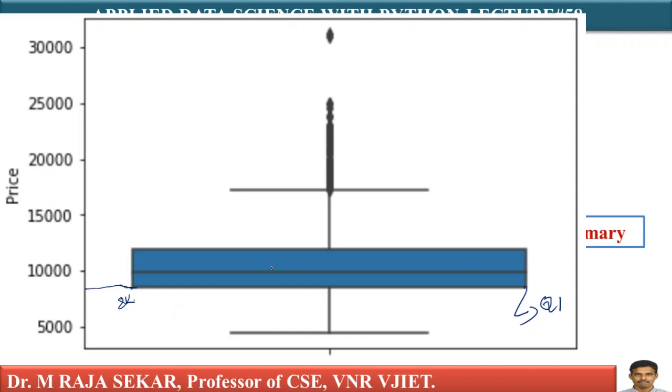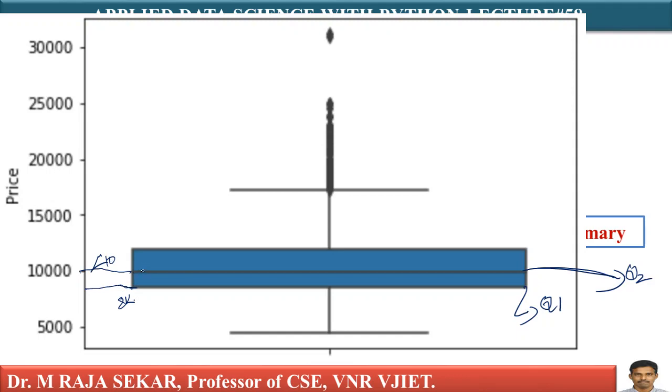The middle line represents the second quartile, Q2. This second quartile is nothing but the median. Median means the middlemost one. 50% of the data is less than 10,000 euros. Just see, it means 50% of cars' prices are less than 10,000 euros.